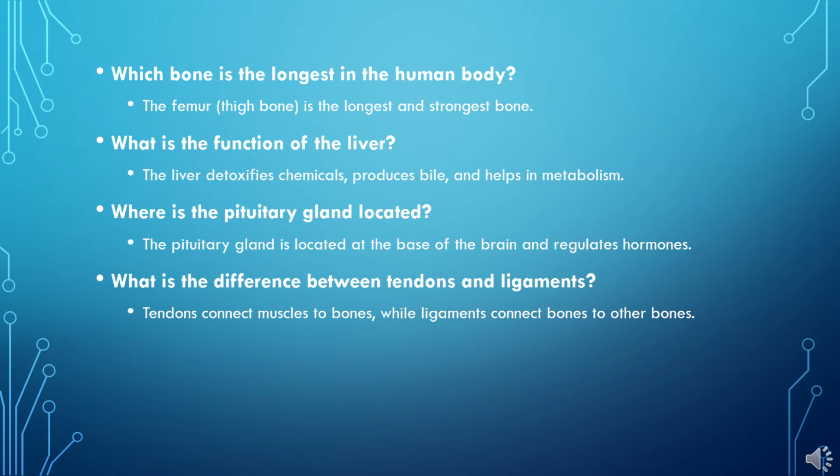Which bone is the longest in the human body? The femur, thigh bone, is the longest and strongest bone. What is the function of the liver? The liver detoxifies chemicals, produces bile, and helps in metabolism. Where is the pituitary gland located? The pituitary gland is located at the base of the brain and regulates hormones. What is the difference between tendons and ligaments? Tendons connect muscles to bones, while ligaments connect bones to other bones.